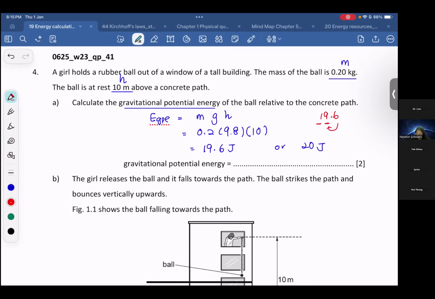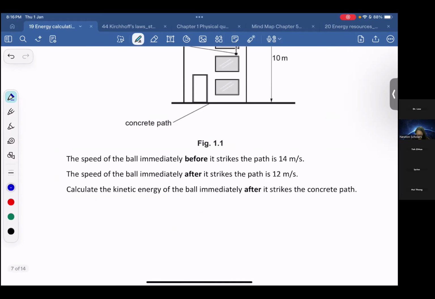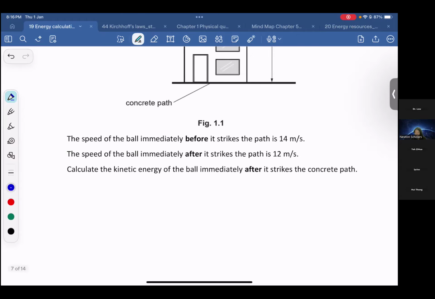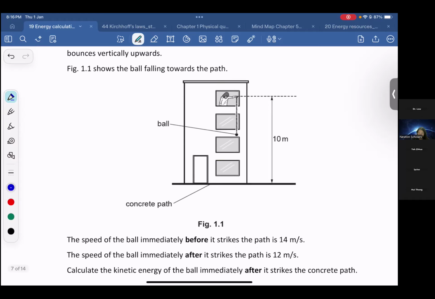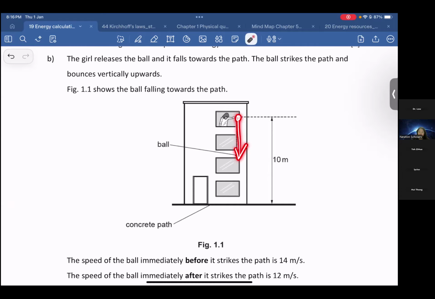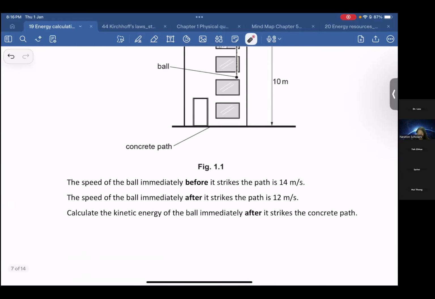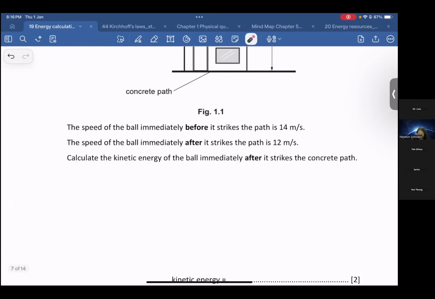The speed of the ball immediately before it strikes the path is 14 meter per second. The speed of the ball immediately after it strikes the path is 12 meter per second. So calculate the kinetic energy of the ball immediately after it strikes the concrete path. So the starting energy is what energy when the ball is falling? Then after that, what energy is converted? Kinetic energy of the ball immediately after it strikes the concrete path. Calculate the kinetic energy.